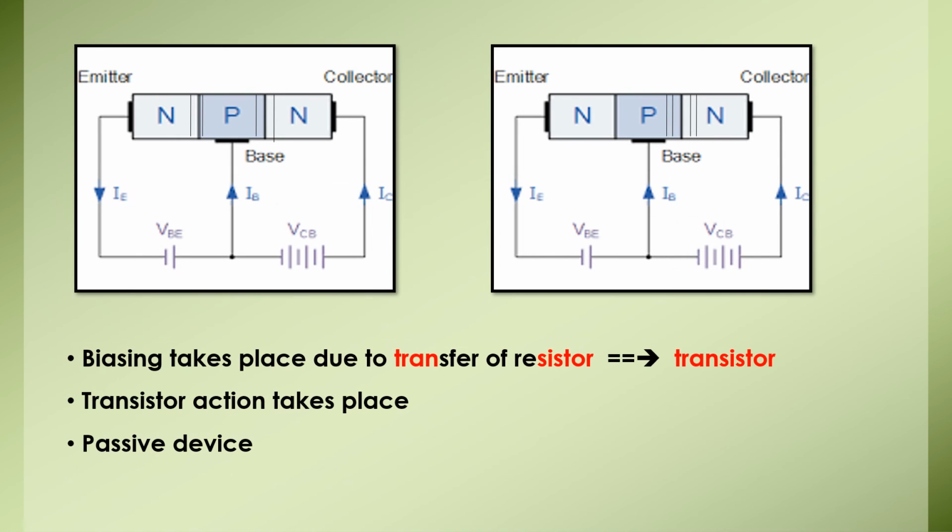Now, in this diagram, we can see the biasing. Biasing takes place due to the transfer of resistance. What happens in biasing? In biasing, resistance is transferred, so that device is also called a transistor. Transfer of resistor, that is the transistor. Transistor action takes place.